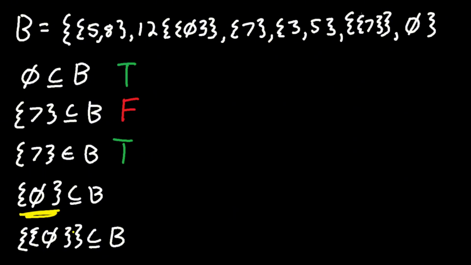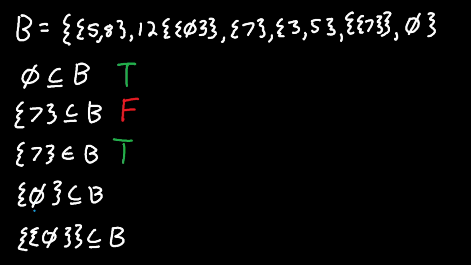Is the null set inside of a set an element of B? Remember how I said the null set by itself is automatically a subset of any set. Well, here's the thing. I put the null set in brackets now. Is this still true? Let's go ahead and test this out.